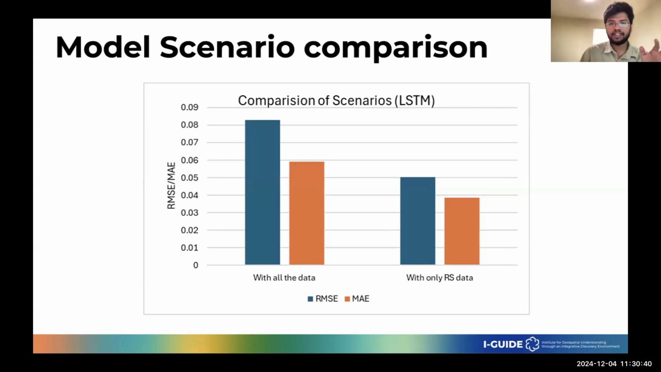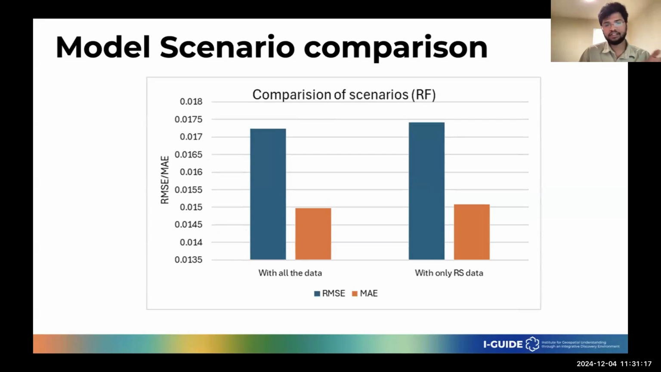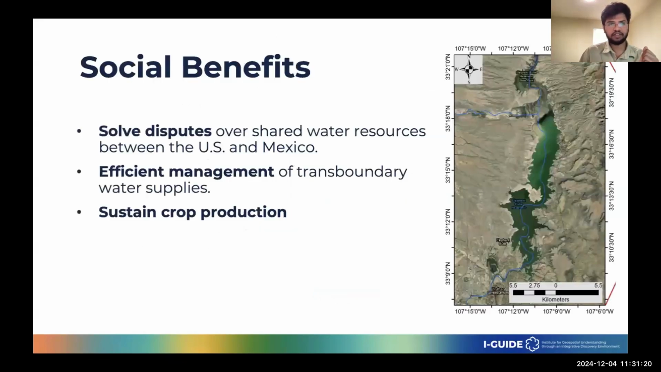And with LSTM, the model that has all the data, with field-based in situ data and remote sensing data, has higher RMSE than the remote sensing data model. This is interesting because using LSTM, this gives us the impression that using only remote sensing data is enough to have a better prediction, which is interesting for us. Yeah, so this is from the random forest.